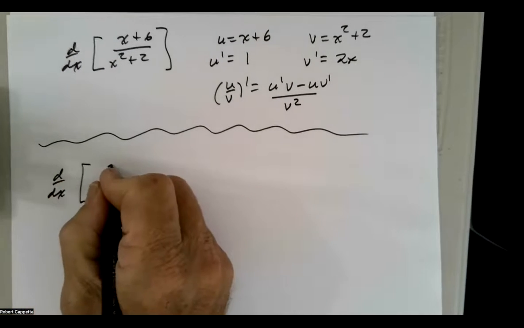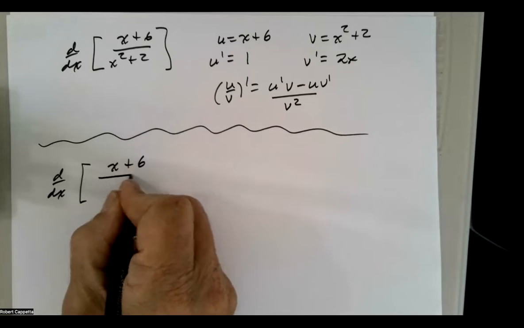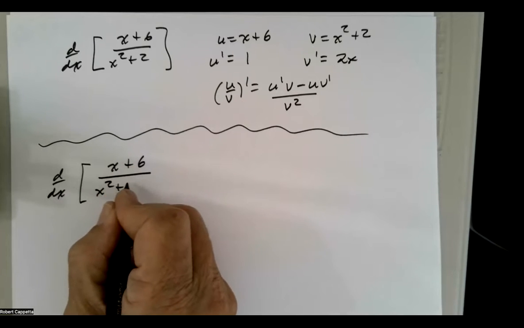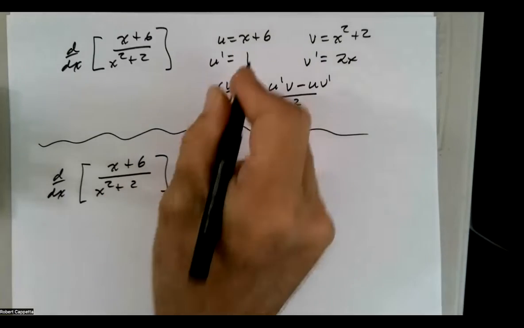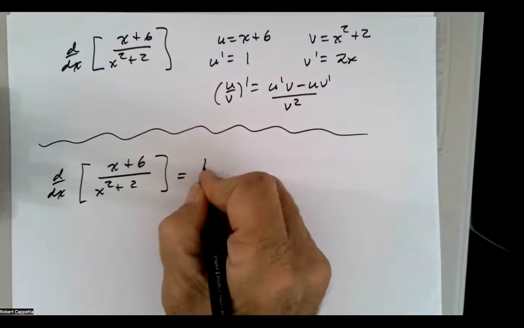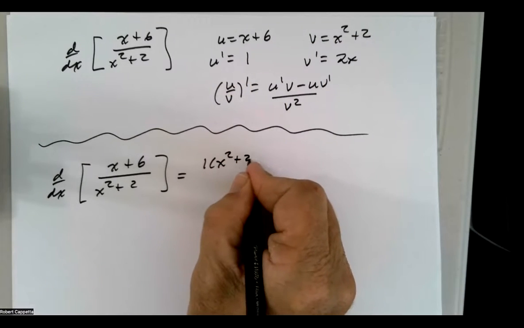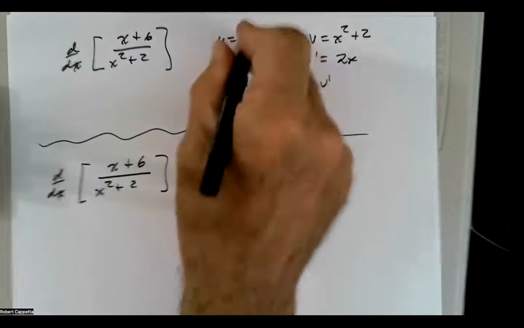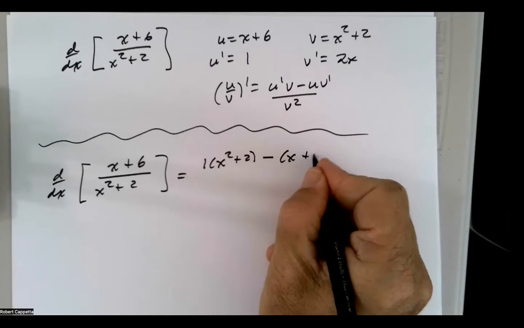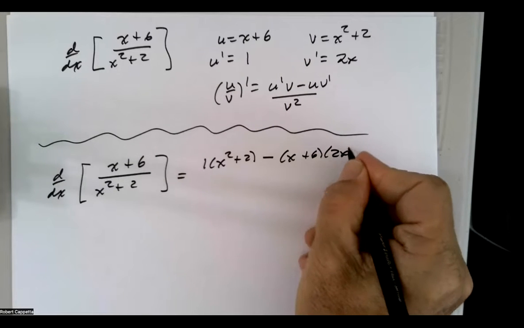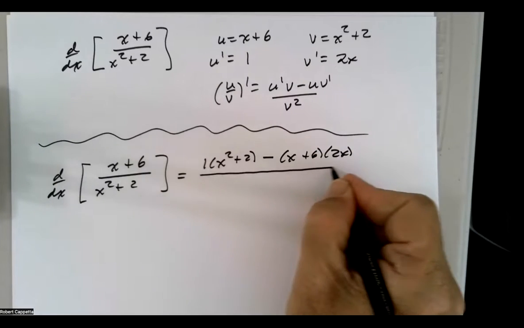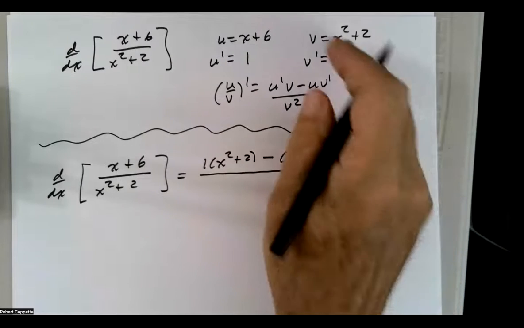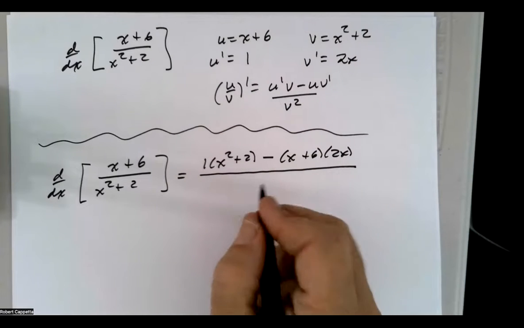Derivative with respect to x of x plus 6: u prime v, 1 times x squared plus 2, minus u v prime, minus x plus 6 times 2x, all divided by v squared. What is v squared? x squared plus 2, squared.